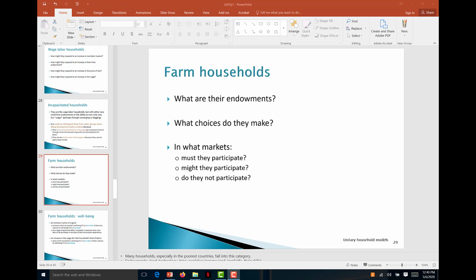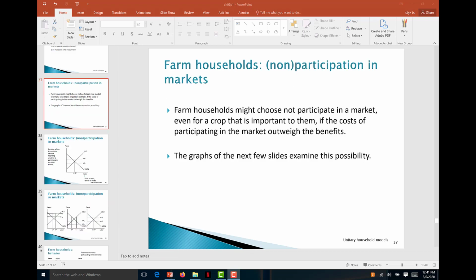Now our focus in this video is on transfer costs. Transfer costs might cause farm households to remain outside of markets, both labor markets, for example, and markets for goods and services. One reason households might be in autarky is exactly because of transfer costs. Farm households might choose not to participate in a market, even for a crop that is important to them, if the cost of participating in the market is higher than the benefits of participating.